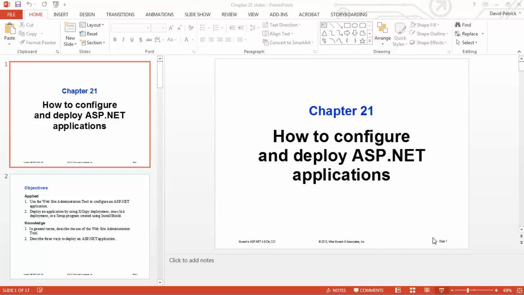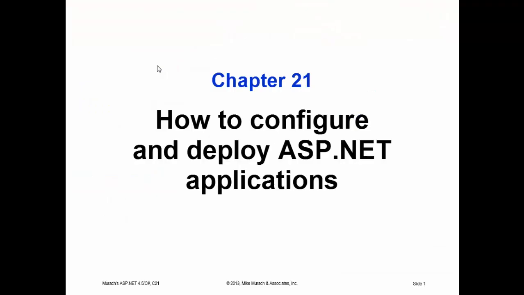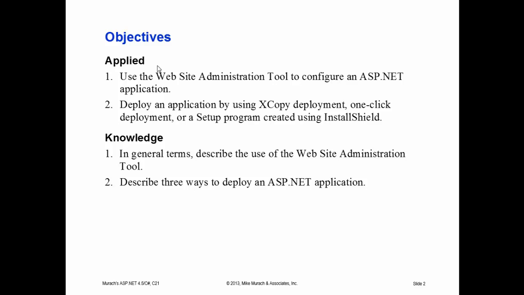All right, Chapter 21, How to Configure and Deploy ASP.NET Applications. In this chapter, it's a short chapter, we basically just go over the three options we have for deployment from Visual Studio.NET. And that doesn't necessarily mean that's the way that people always do it.